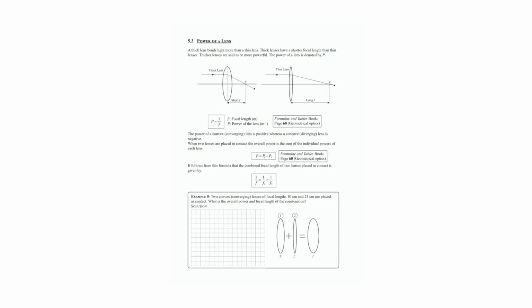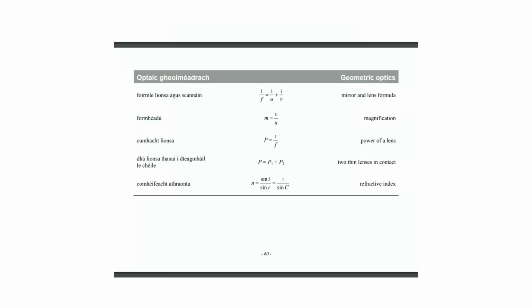Now, these formulae are in your table book. So I say make sure you colour them in. They're on page 60 in your table book. So make sure you colour them in. There's P is equal to 1 over F. And there's overall power is P1 plus P2, the sum of the individual powers.